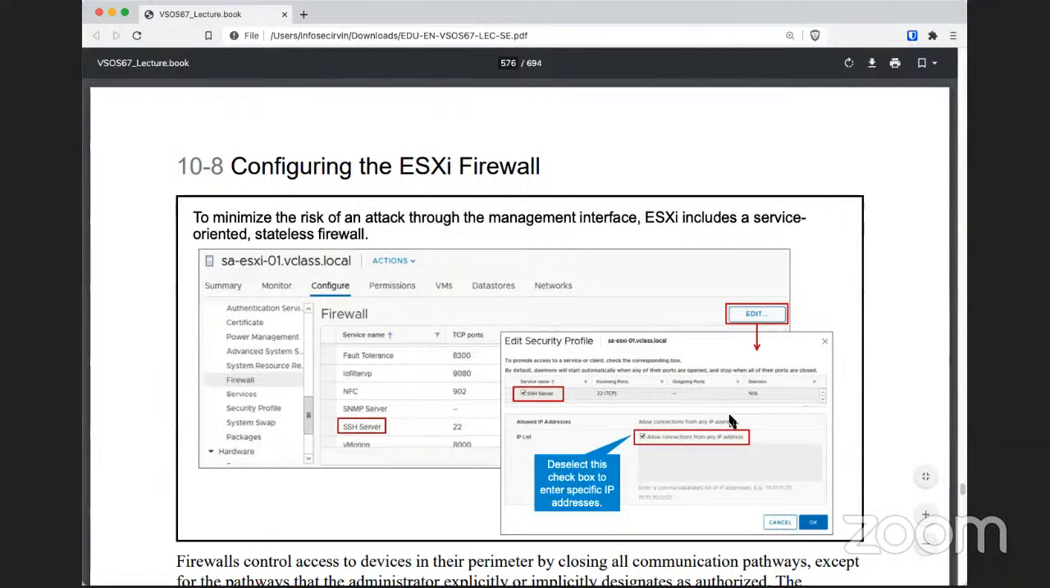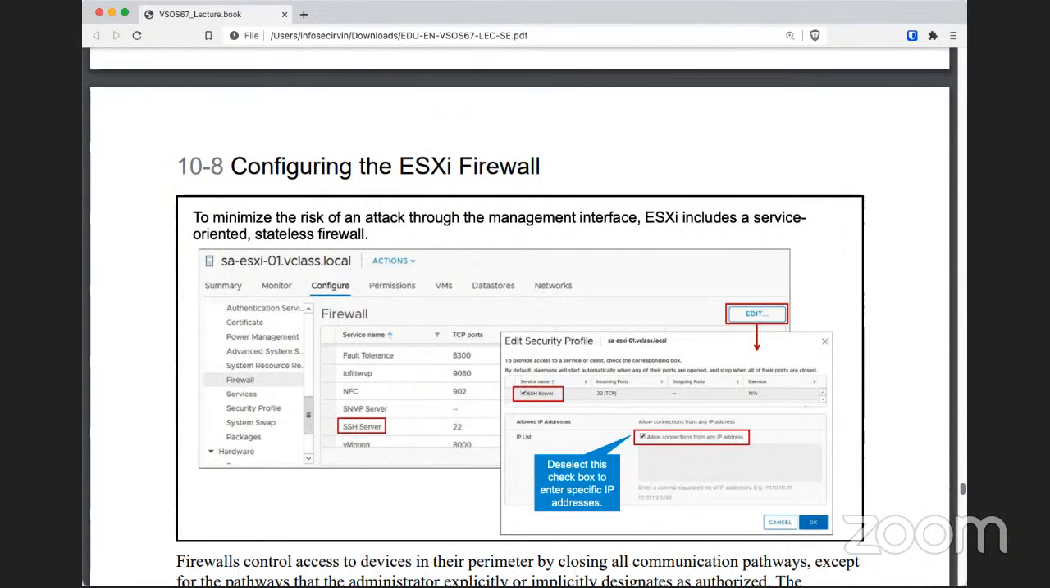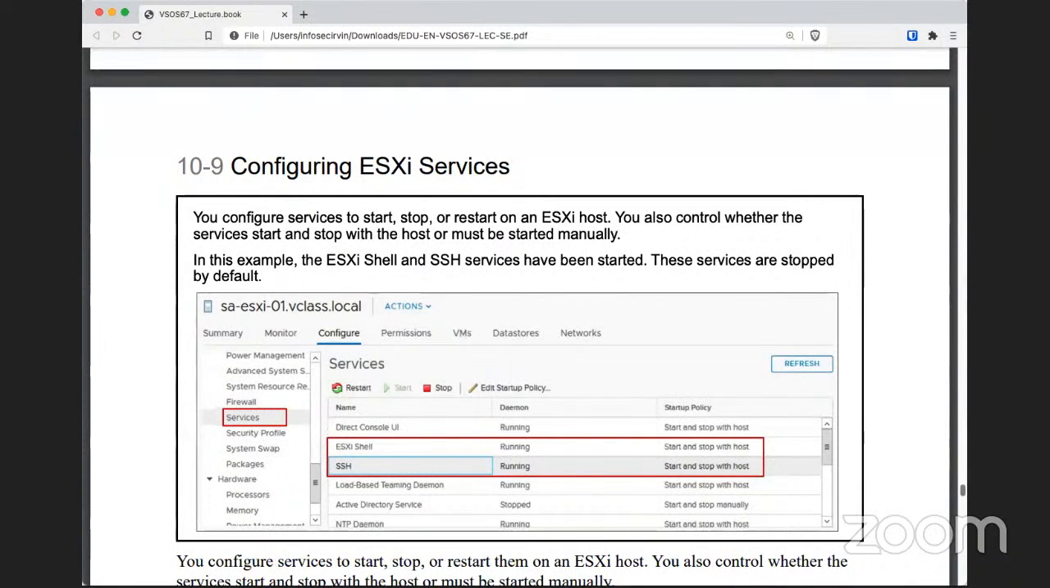So you can make changes to specific services like SSH in this example and say what IP addresses specifically can connect to this service if you want it on. Or you could turn off that service and then prevent SSH. By default, SSH is turned off. Your services, which you'll find under Configure Services, you'll see a small list of services. Again, to minimize the potential ways that an attacker can leverage, ESXi is trimmed down to just the bare essentials.